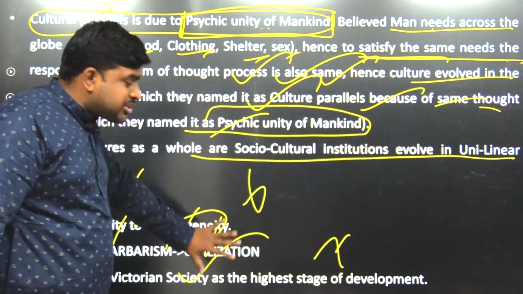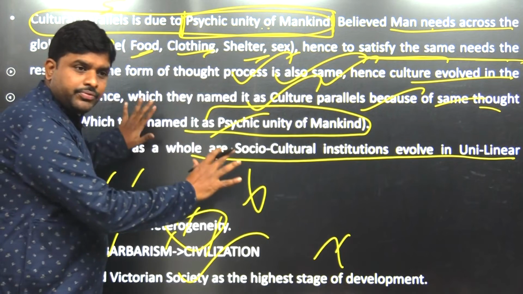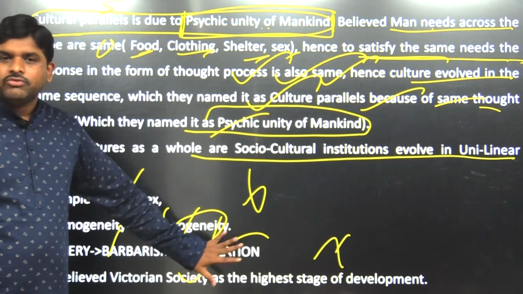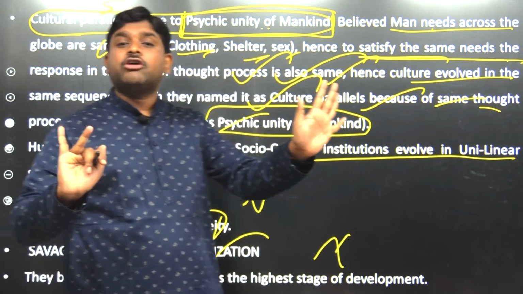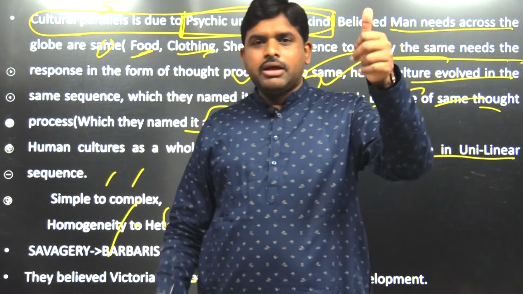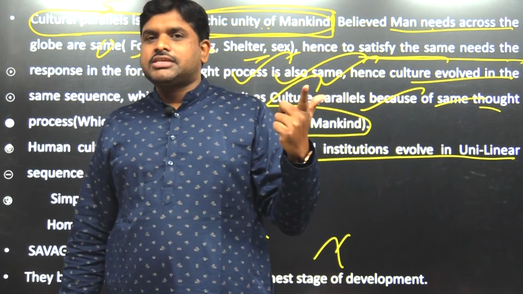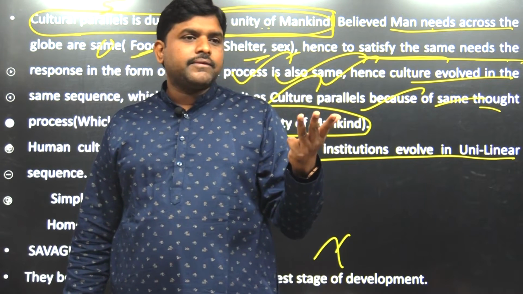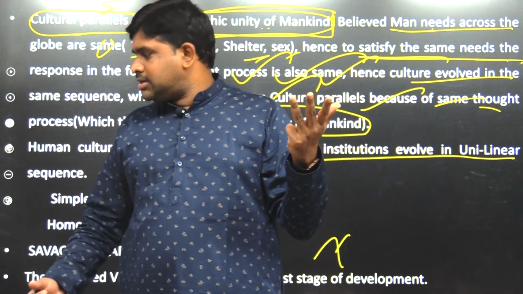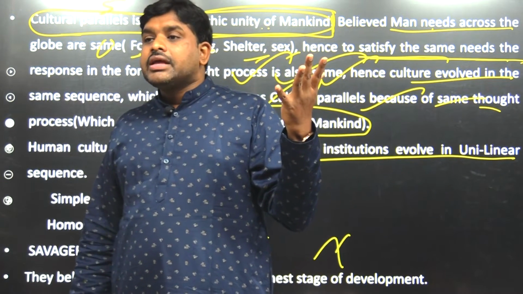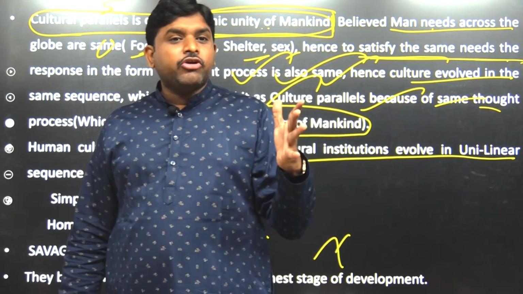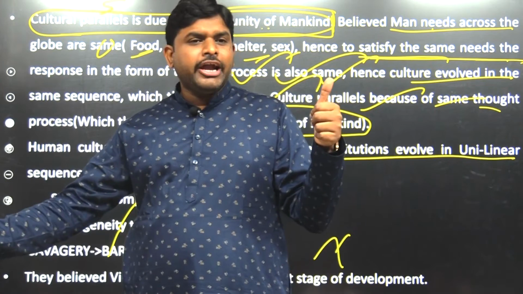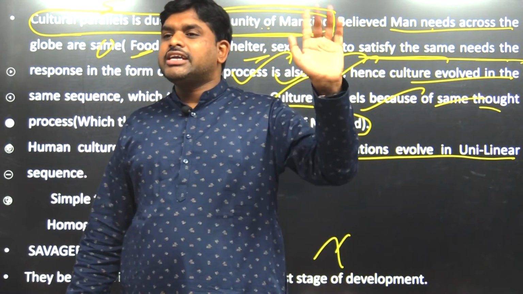But the first criticism comes later. First we have to understand their thought. Their thought is Victorian society as the highest stage of development. So how many contributions are there? Similar contributions of three people? Seven. Number one, stage by stage. Next, racial superiority. Next, comparative study. Next, survivals of the past. Next, culture traits due to psychic unity of mankind. Next, from simple to complex, from homogeneity to heterogeneity. Seventh, Victorian society as the highest stage of development.